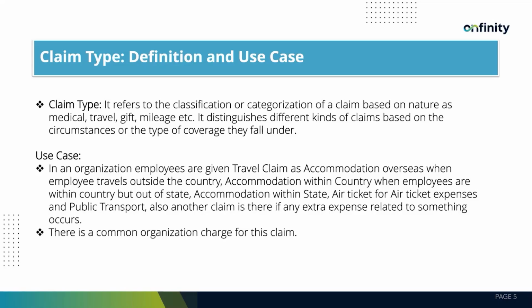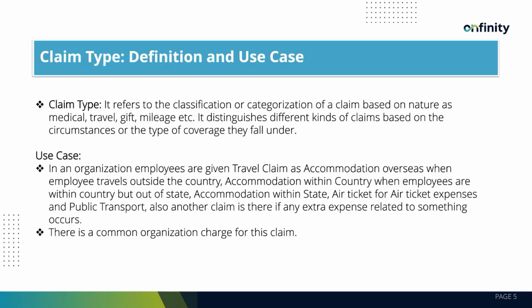Hello, everyone. In this session, we will cover claim types and how to configure them within the Onfinity system. We will begin by understanding what a claim type refers to, which is the classification of a claim based on its nature, such as medical, travel, gift, or mileage. This classification helps differentiate claims according to their context or the type of coverage they fall into.